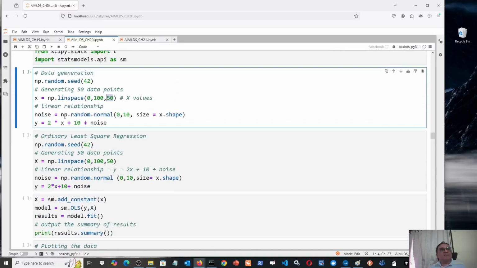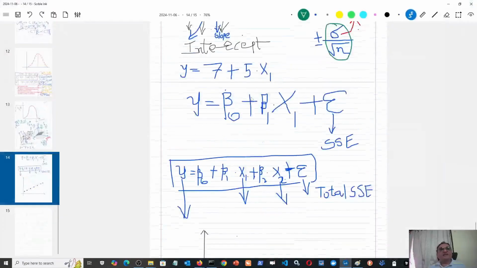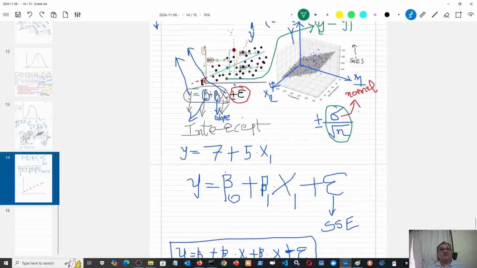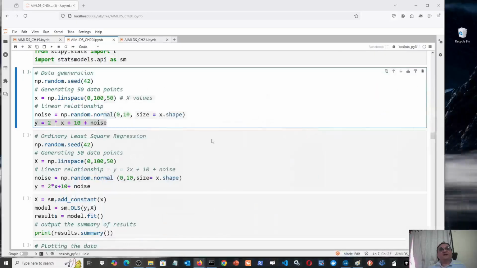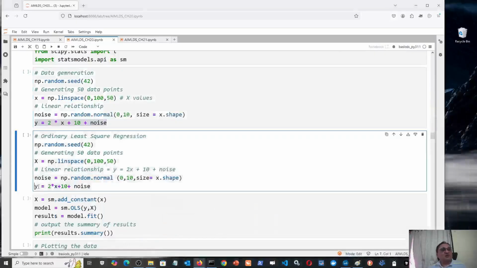Now, what kind of linear relationship do we want? Actually, a linear relationship is like this: y is equal to beta 0 plus beta 1 into x1, or something like y is equal to 7 plus 5 into x1. So here we want y is equal to 2x plus 10. Y is equal to 2x plus 10. But an extra term needs to be added.